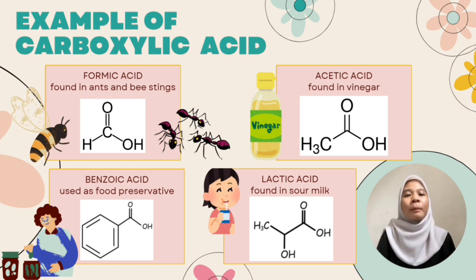Moving to a slightly more complex structure, we have benzoic acid. This one is an aromatic carboxylic acid, meaning it contains a benzene ring. Its most common application is as a food preservative. Finally, lactic acid is another common carboxylic acid. It's produced when bacteria ferment lactose.